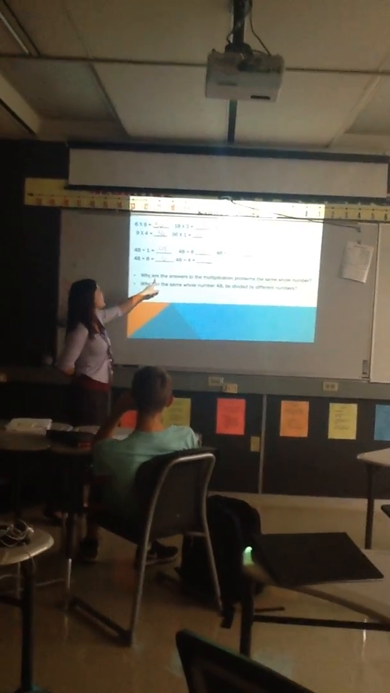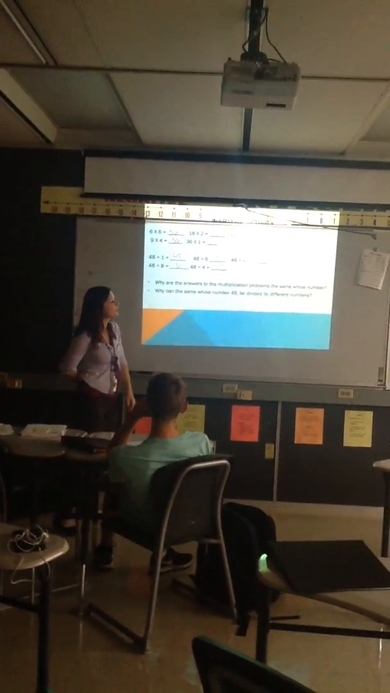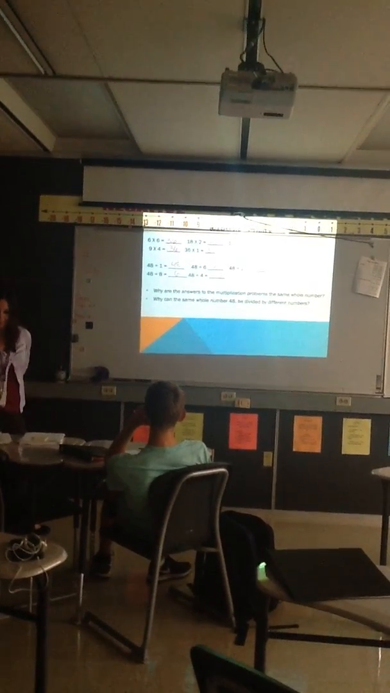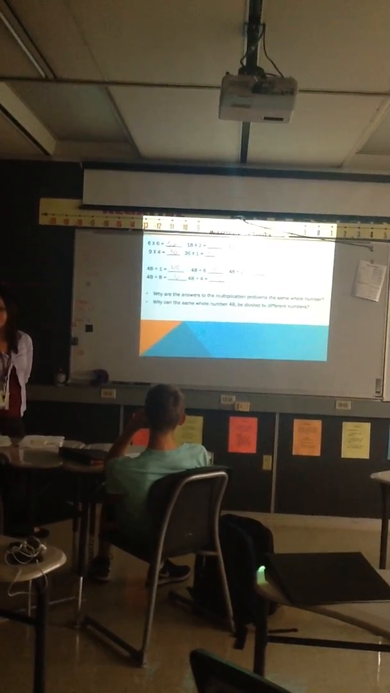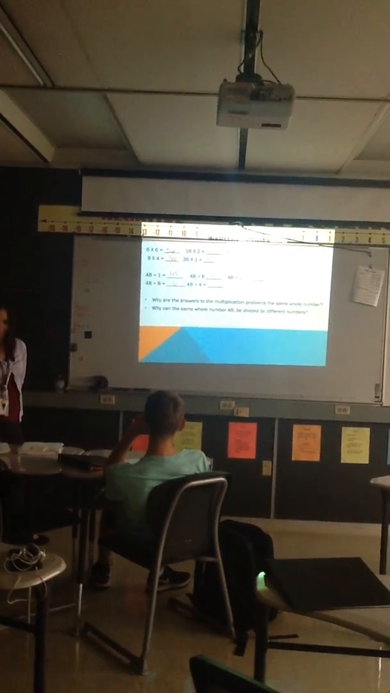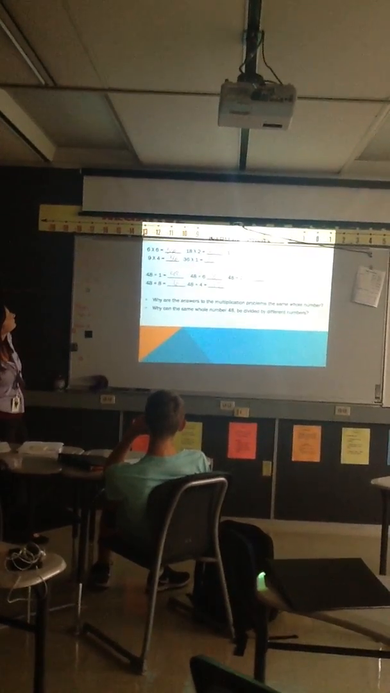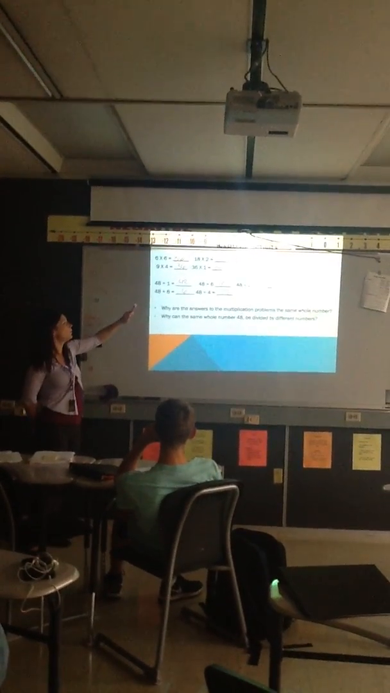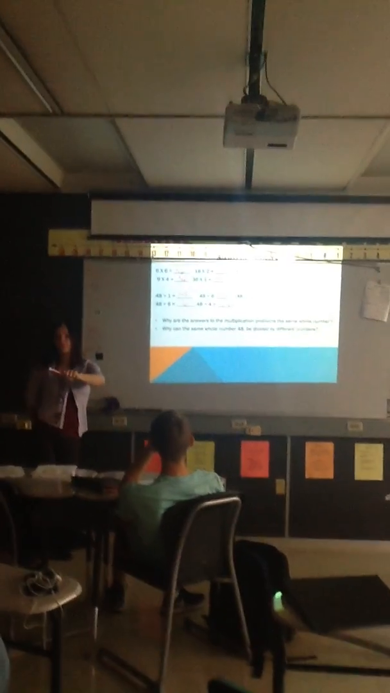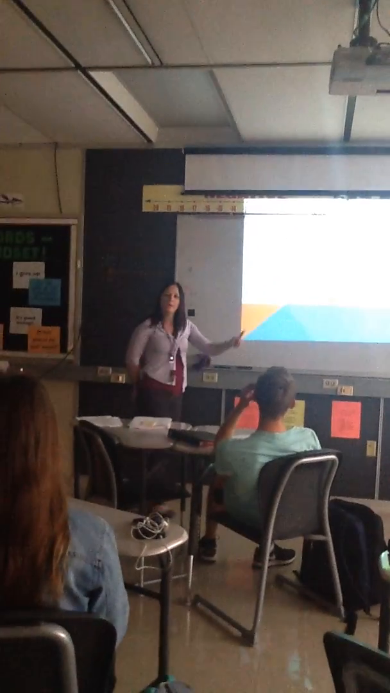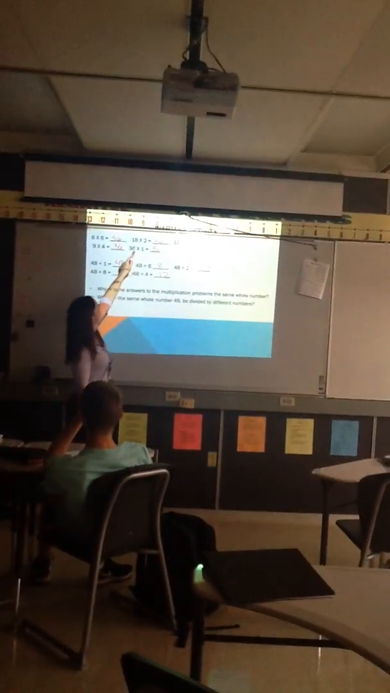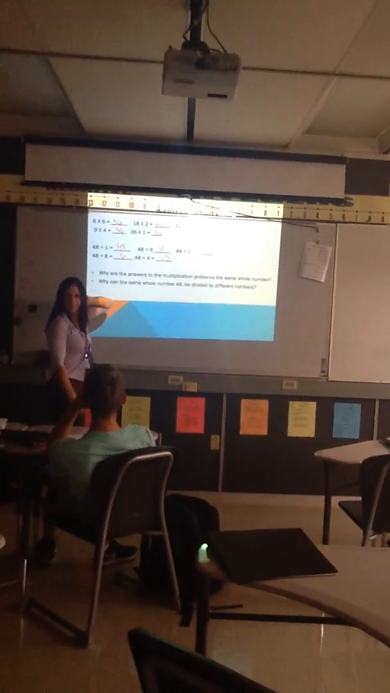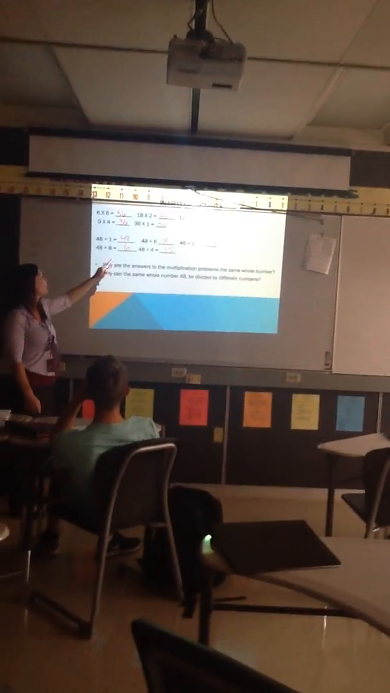Alright, so let's look at this first question. Why are the answers to the multiplication problems the same whole number? Because it's equal. Because they have the greatest common factor. Well, we're working on GCF. Right? Or am I wrong? Well, you're kind of right and you're kind of wrong, but 36 is not the greatest common factor of like 18. Yeah, that's what I thought. That's why we're gonna work on that.